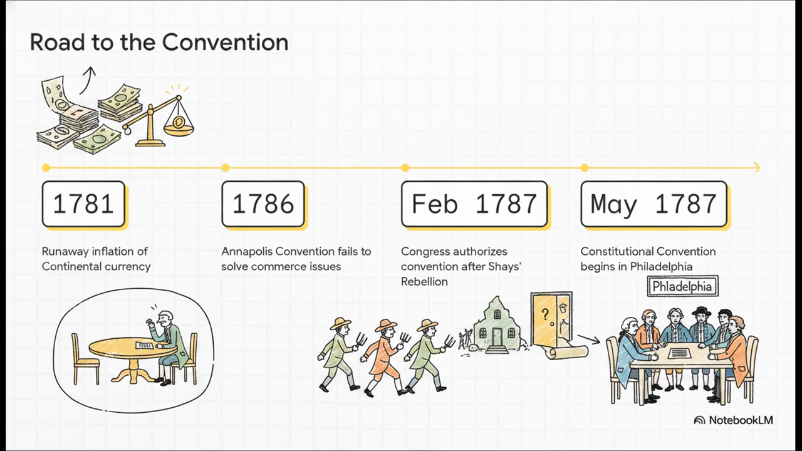Then in 1786, an attempt to fix trade and commerce issues at the Annapolis Convention totally failed, mostly because only 5 states even bothered to show up. It wasn't until Shays' Rebellion, which was a massive uprising of desperate farmers in western Massachusetts, that the Confederation Congress realized they had an absolute crisis on their hands. And it was that fear that forced them to authorize a secret convention in Philadelphia in May of 1787.